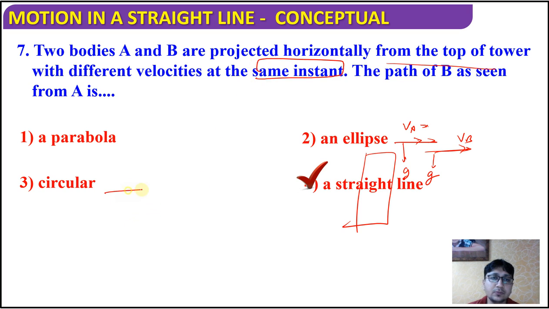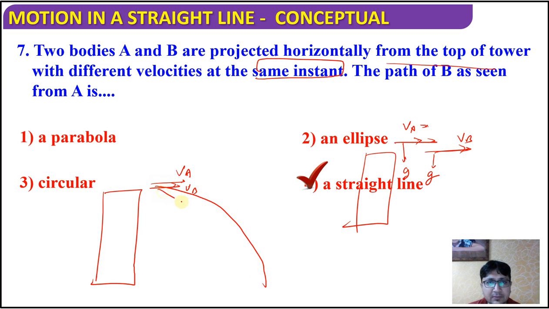Let's see. Suppose this is a building. One is projected and the other is projected simultaneously. Speed is VA and VB. What will happen? At this instant VA is moving, at the same instant VB is moving. Both will be at the same height every time. So relative to A, B, or relative to B, A, both will appear to be in a straight line, because their vertical level from the ground will be the same.